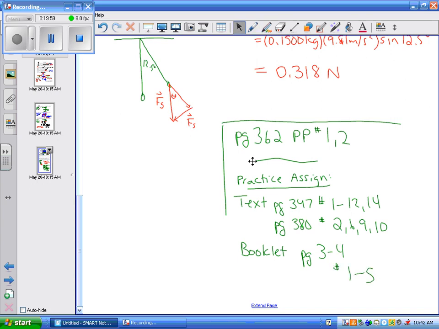So in your booklet, it's page 3 to 4, numbers 1 to 5. I know that seems like a lot of questions, but most of the questions in the textbook are theory questions, and you really should work on those theory ones because this is a heavy theory unit, and there will be a fair amount of theory on the exam.